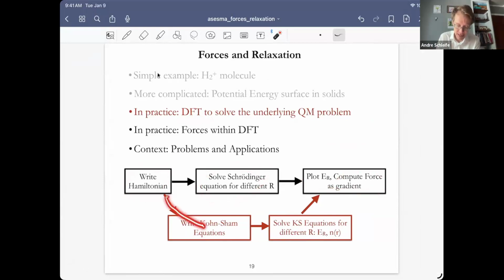In practice, we oftentimes say we take the Hamiltonian. Instead, now we make an approximation and we solve the Kohn-Sham equations, because we do density functional theory. We solve these Kohn-Sham equations, and then we do the same thing. So we're sort of replacing solving the very complicated Schrödinger equation, and we solve that instead with density functional theory. But that's just an approximation of the same thing. And the other advantage is this is implemented in software that you can download, like Quantum Espresso or VASP or any of the other density functional theory codes, and you can do this step by just downloading the code and running it. But then the idea is the same. You plot the energy and you compute the force as a gradient.